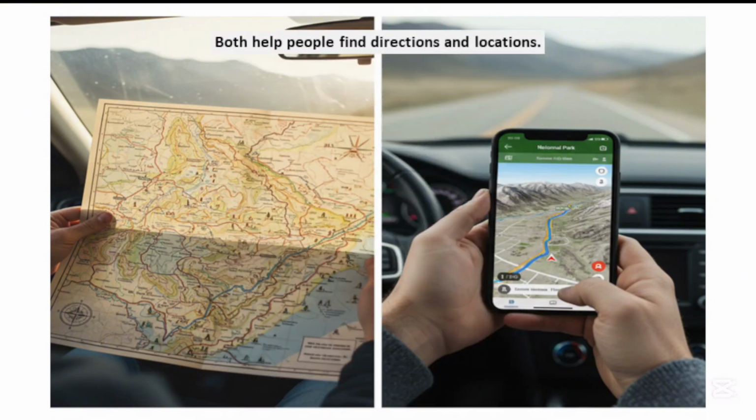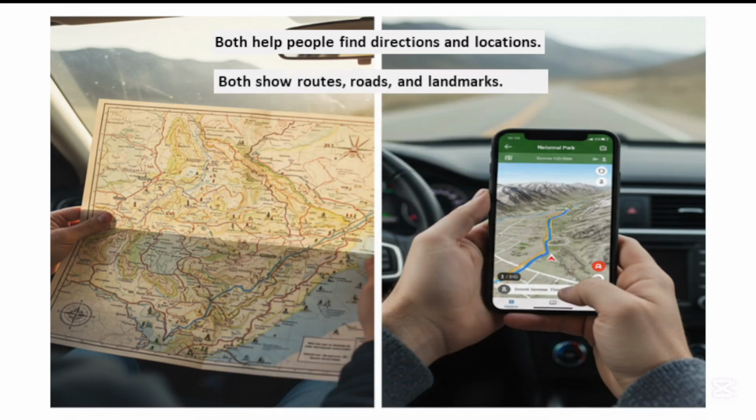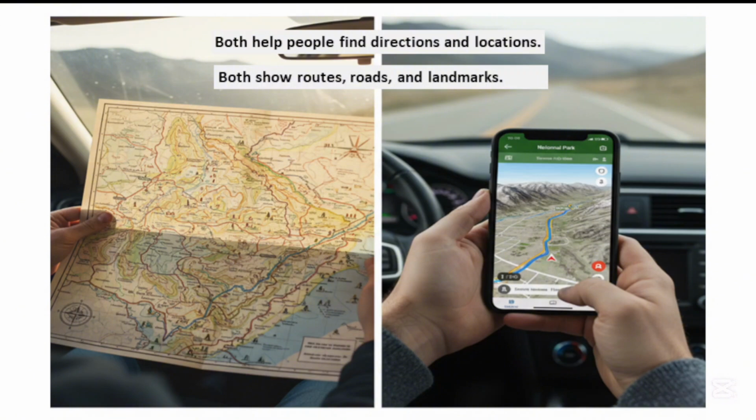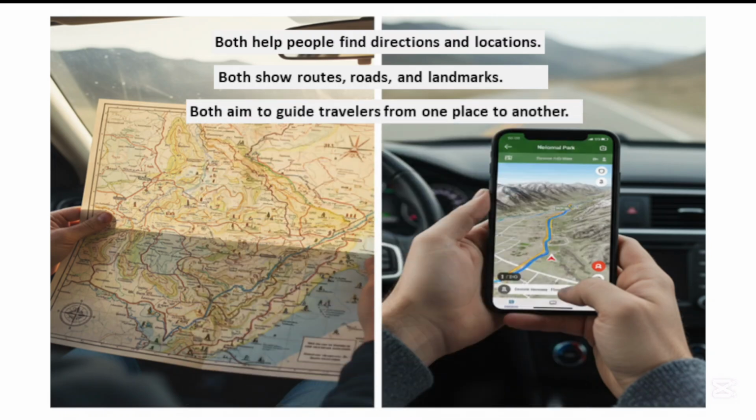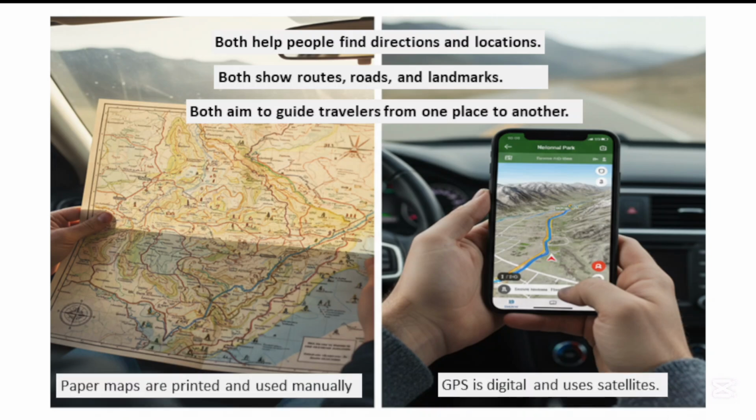Both help people find directions and locations. Also, they both show routes, roads and landmarks. So when you look at them, you can see all those things. And both aim to guide travelers from one place to another. These are called similarities. The next question is, in what ways are these two items different?